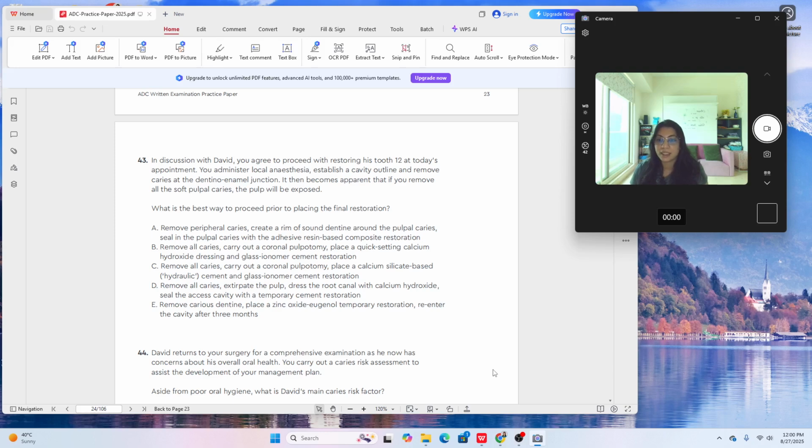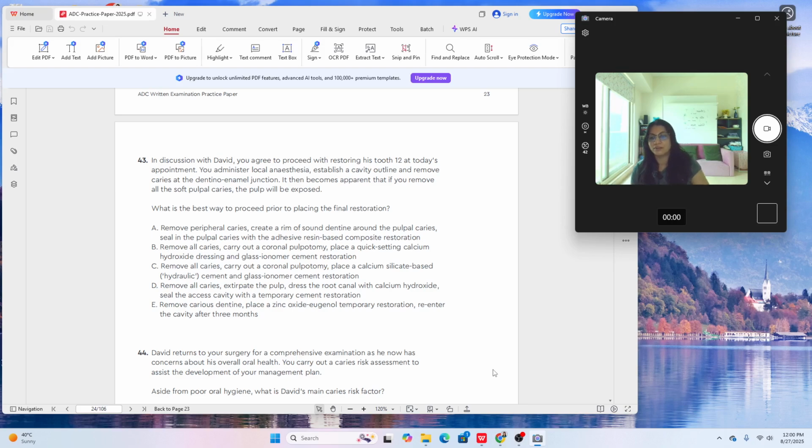Option B, C and D, they are directly entering the pulp. You don't have to enter the pulp because it's not irreversible pulpitis, it's reversible pulpitis. So you need to sedate the pulp, you need to help it heal. So though I would choose personally option E, but these people have given the option A, so you can choose the answer for yourself.